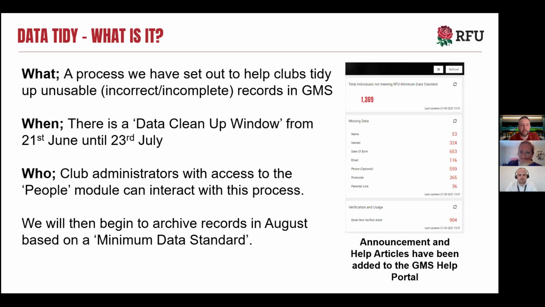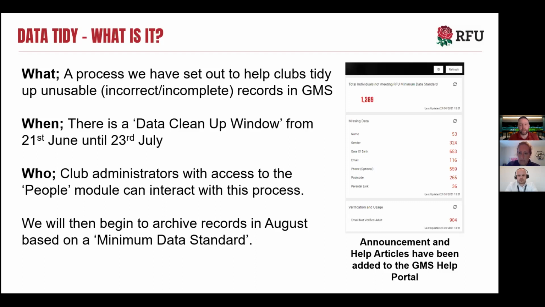So just a quick recap on what it is. It aims to clear up unusable, so incorrect or incomplete, data and records on GMS. It will run till the 23rd of July. The window's open now, and we know a lot of clubs are already engaged with that. At the moment, in terms of who can access that, it's the club administrators with access to the people module. And then following that, we'll be archiving those records which don't meet management standards or don't meet certain rules that we've put in place, which we'll talk through tonight, to make sure that we don't lose records which you're actively using.